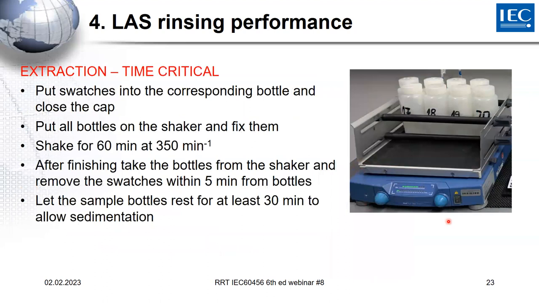The next step is actually the time critical step. As I said, you now put all the weighed swatches into the corresponding bottle and close the cap. Then you put all the bottles on the shaker, you fix them, and you shake for 60 minutes. Please read in the manual how much weight you can load onto your shaker, because the 350 RPM might limit the maximum weight. If you put more on it, either the device is damaged or it will not reach the 350 RPM. Quite important.